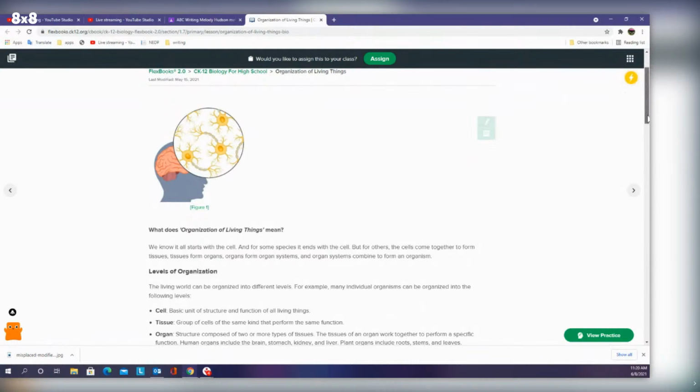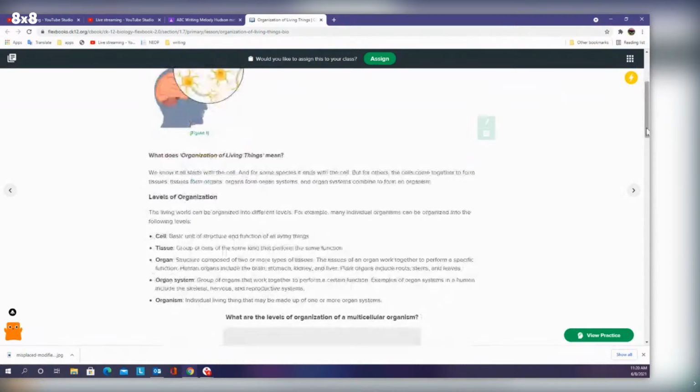And so when we have levels of organization, the living world is organized into different levels. For example, many living organisms can be organized into the following levels: cells, which are the basic structure and function of all living things; tissue, a group of cells of the same kind that perform the same function. We could talk about skin, muscle, heart, okay?